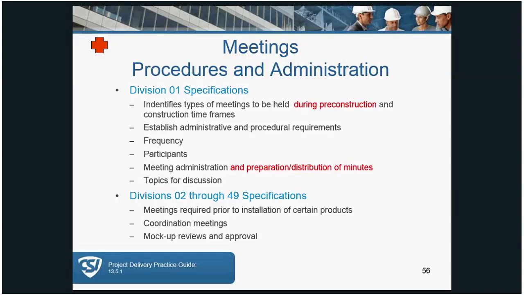The meetings are generally outlined in the Division 1 specifications. There are pre-construction meetings. There are also meetings that are required before construction of certain activities. For example, if you've got polished concrete, you may have a pre-construction meeting specific to that material, or a pre-construction meeting for the roofing. So the Division 2 through 49 specifications may also outline pre-installation meetings or requirements and mock-ups for review.